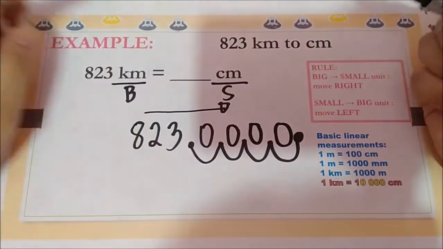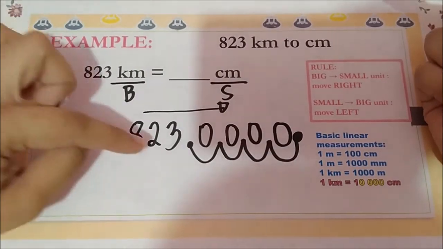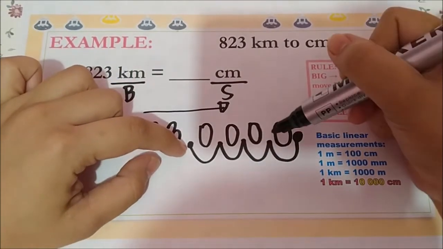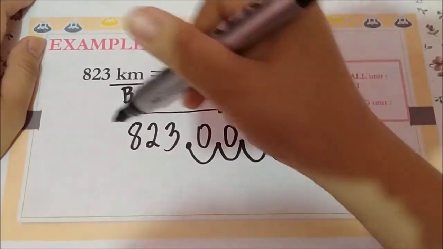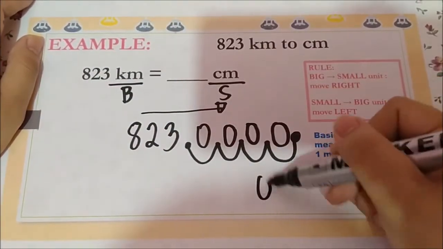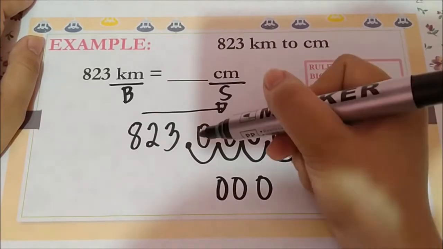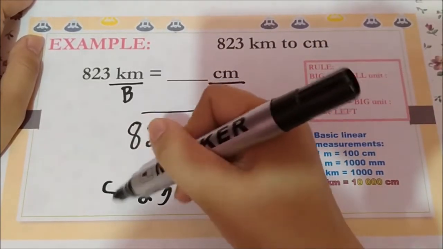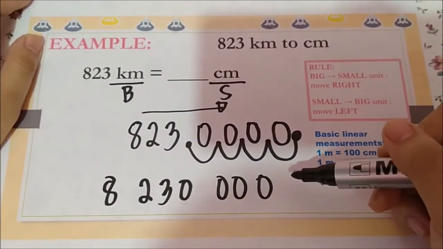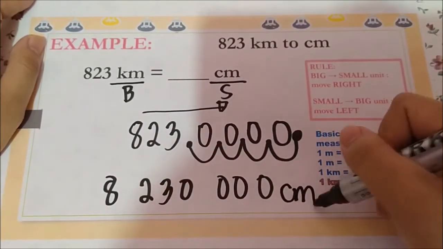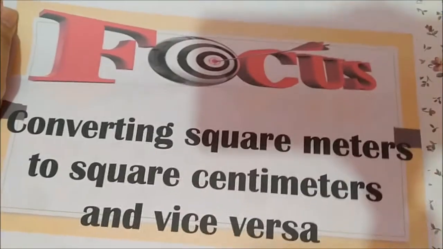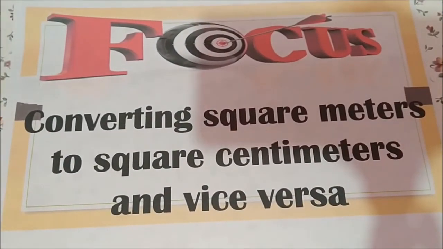Then, we need to rewrite. Your decimal point is not here anymore. It's already here. So, when you write, you start from the right going to the left. 1, 2, 3, 0. Space. 1, 2, 3, 0, 3, 2, and 8. Your final answer will be 8,230,000 centimeters.